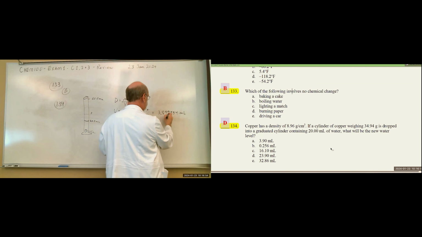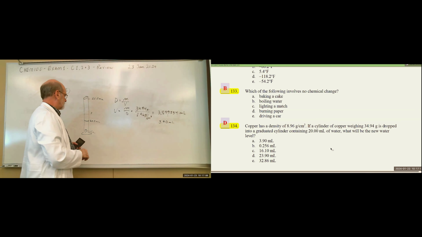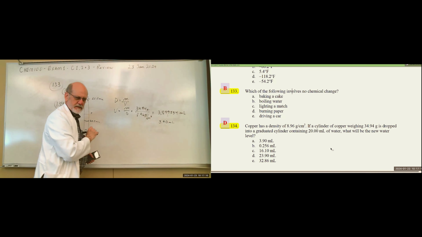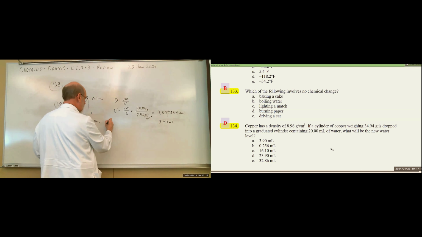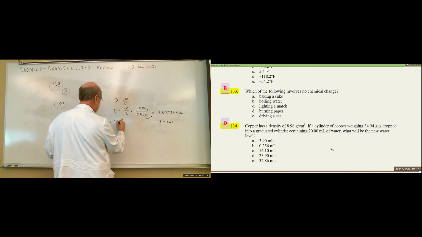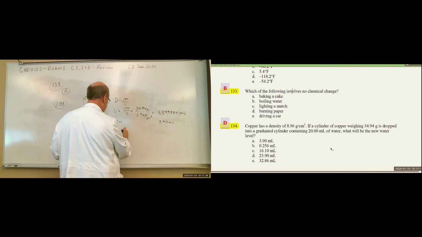If we're going to three significant figures right here, the next digit is greater than 5, so this one rounds up, making it 3.90 milliliters. Now we've got 20.00 milliliters, and we're going to add 3.90 milliliters. That gives 23.90 milliliters. That's why D is the answer.